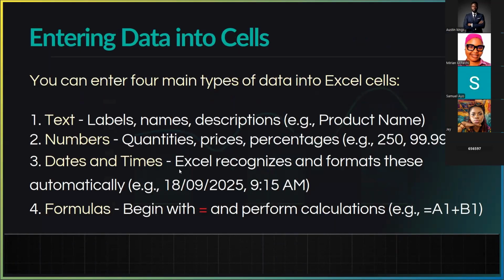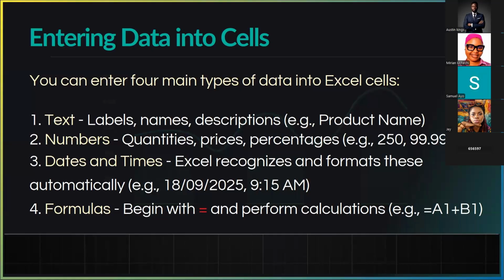So, entering data into cells. You can enter 4 main types of data into Excel cells. Number 1, text: you can enter text, labels, names, descriptions, product names and all that. Numbers: you can enter numbers, quantities, prices, percentages. You can enter date and time, and Excel recognizes and formats this automatically. Then you can enter formulas. So these are the 4 main types of data that you can enter into Excel.